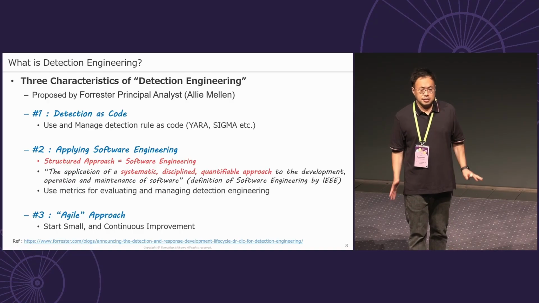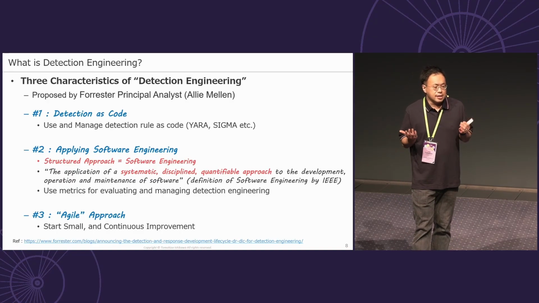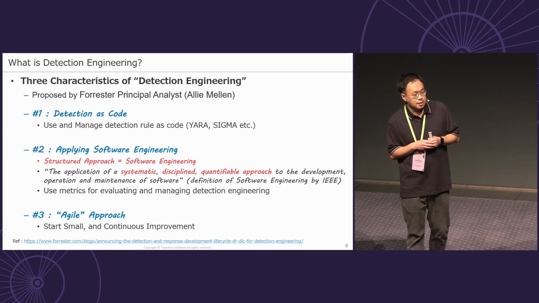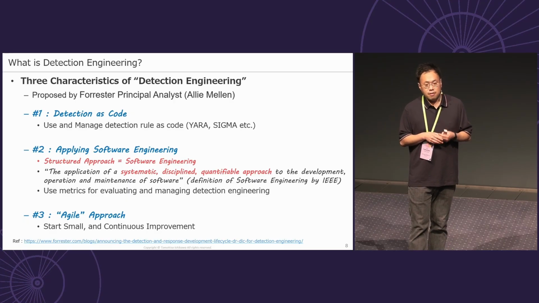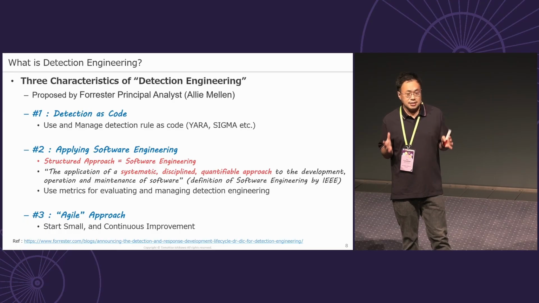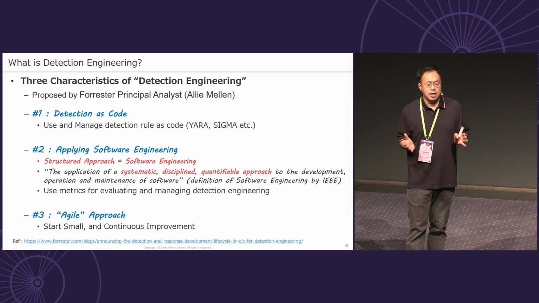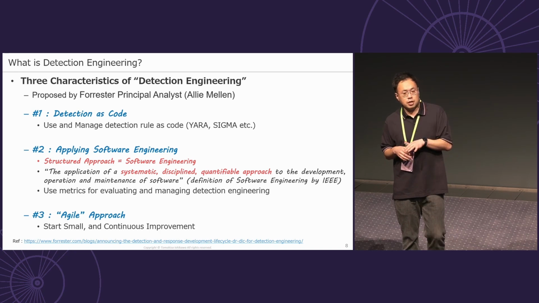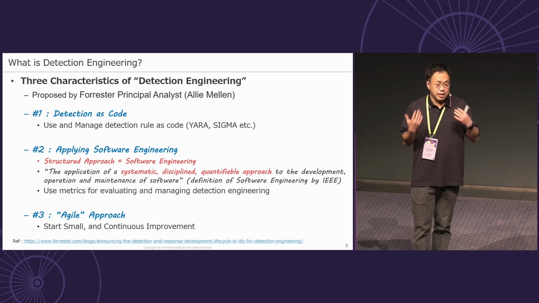So actually, detection engineering has three characteristics, I think. This was originally proposed by a Forrester principal analyst. There are three characteristics. The first one is detection as code. Basically, we'd like to manage the detection rule as code. So usually, we'd like to use YARA or Sigma, or if you prefer any product, we can use it.